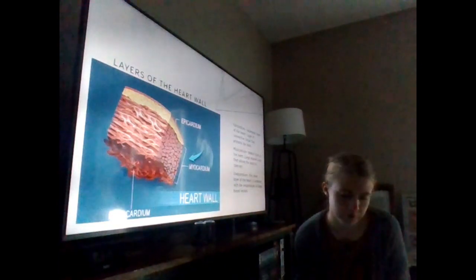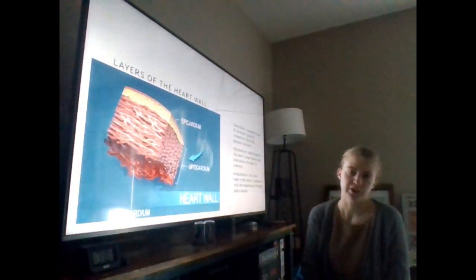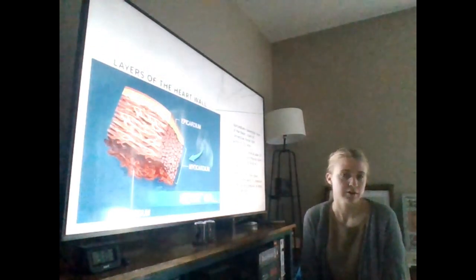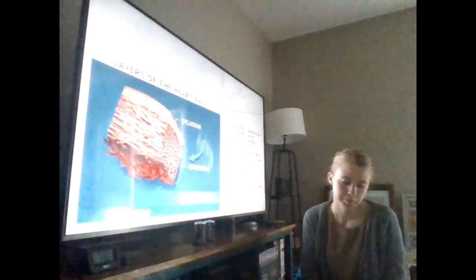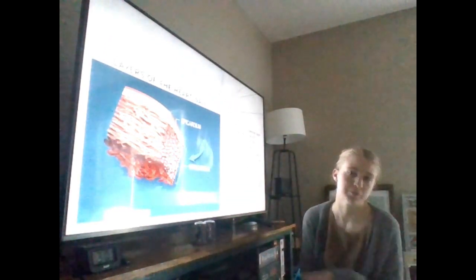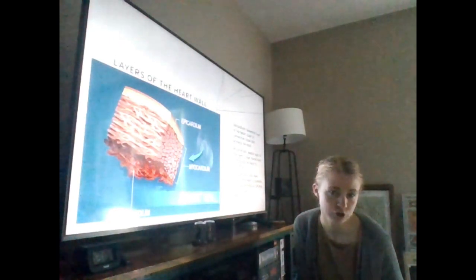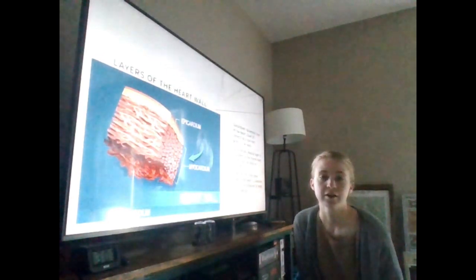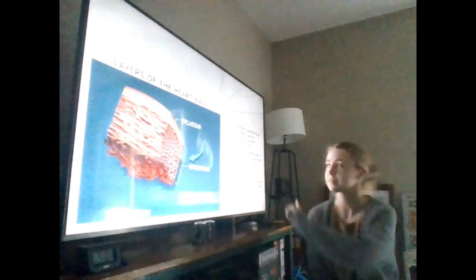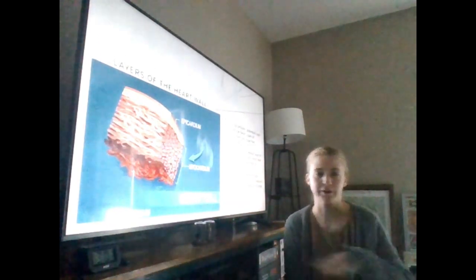So now moving on to different layers of the heart. The heart is a muscly organ. It's primarily muscle, but it does have different cellular layers. We're not going to go into the deep cell makeup of these layers, but more so talk about their general function. And again, I apologize that on this video you can't see this very well. I do have the PowerPoint linked.